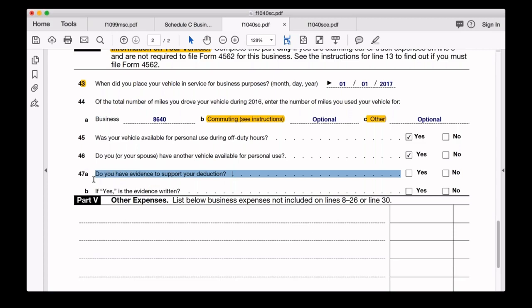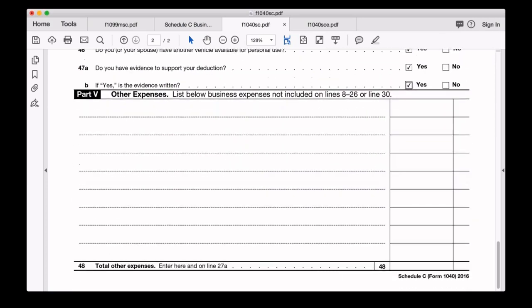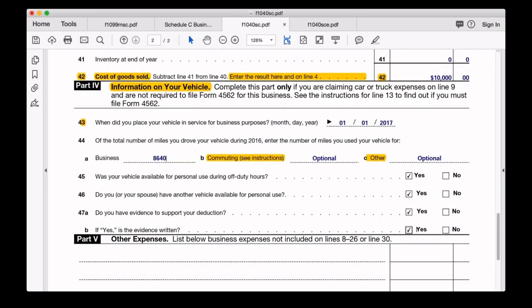Do you have evidence to support the deduction? I'm going to say yes. And if you say yes, it's because you do have it, okay? So don't say yes unless you have it. So what about the $6,000? Remember we said 8,640 times 0.535. Where do I write that? These are the miles, right? But where's the expense? Where's the actual deduction?